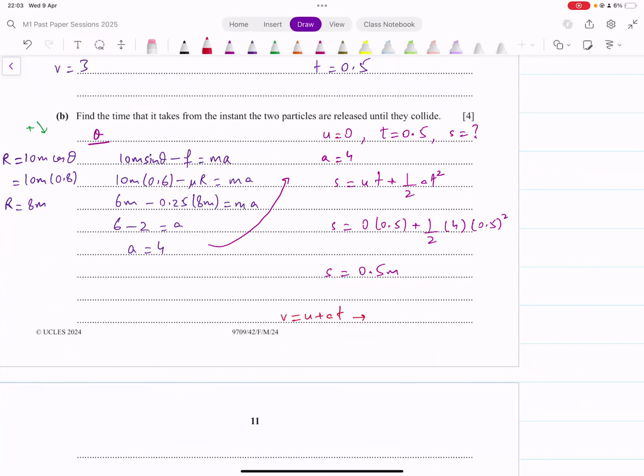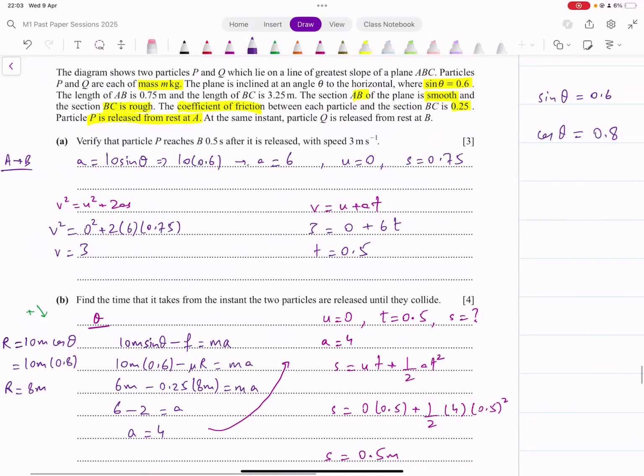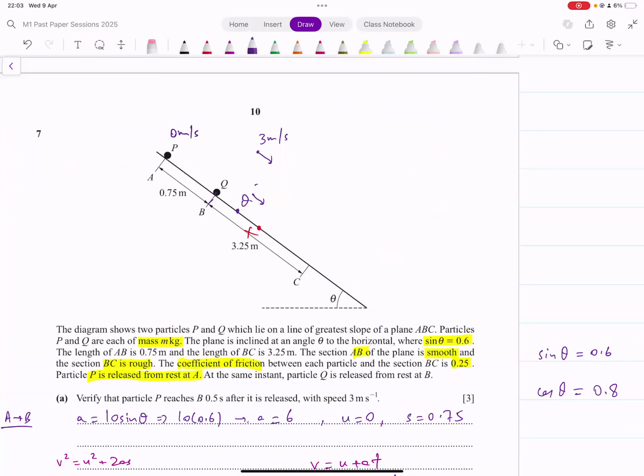Let's figure this out. U was 0 plus A, that is 4 into 0.5. And that turns out to be 2. So that tells us that Q starts at 2 meters per second at t equals 0.5. Okay, so now we've got particle P here. It's at the point B right now. And we've got particle Q. It has already traveled some distance, which is 0.5 meters.